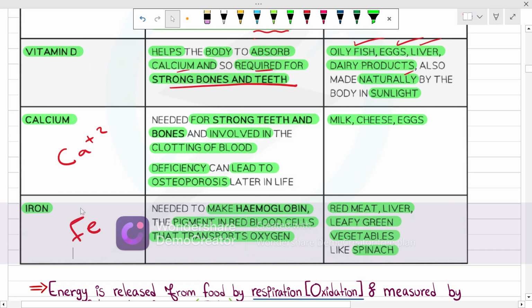The next mineral is iron. Iron is needed to make hemoglobin. Hemoglobin is a red pigment in red blood cells that gives them their color, and hemoglobin helps to transport oxygen. So it's needed for the red blood cells inside your body. Sources of iron are red meat, liver, leafy green vegetables, and spinach.